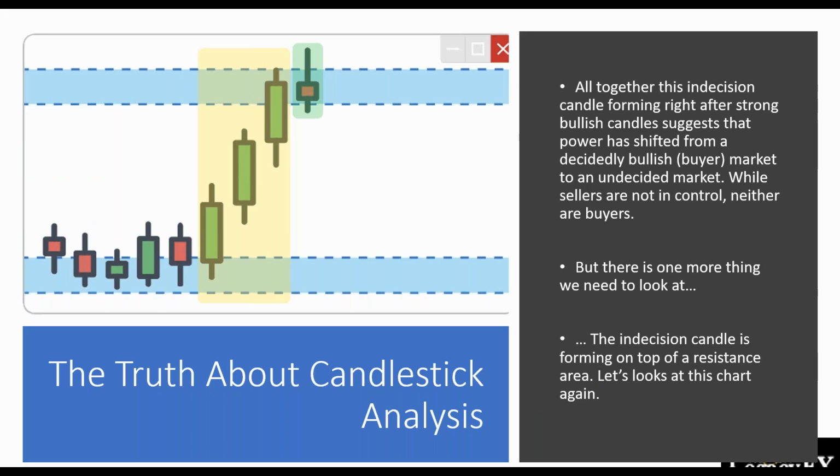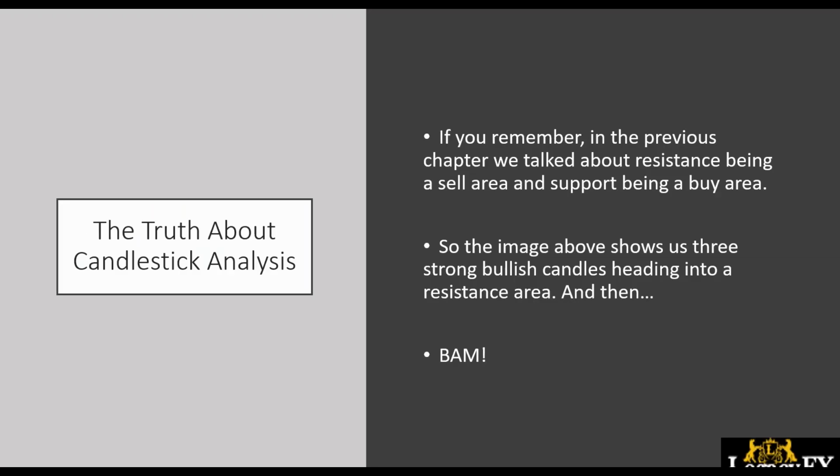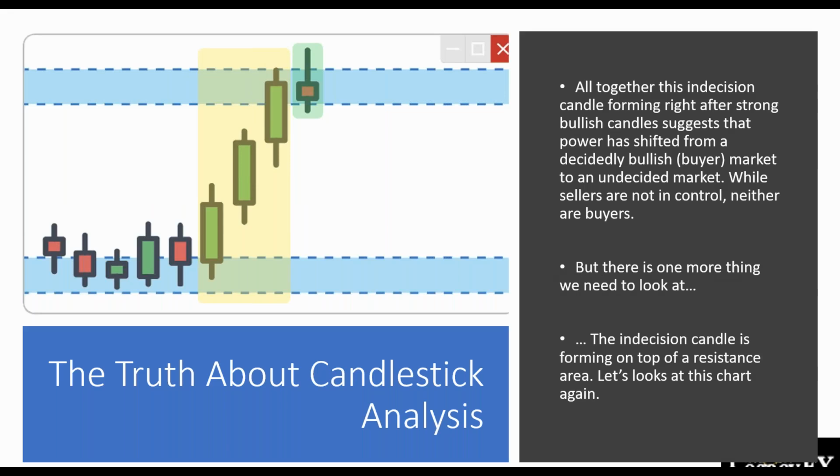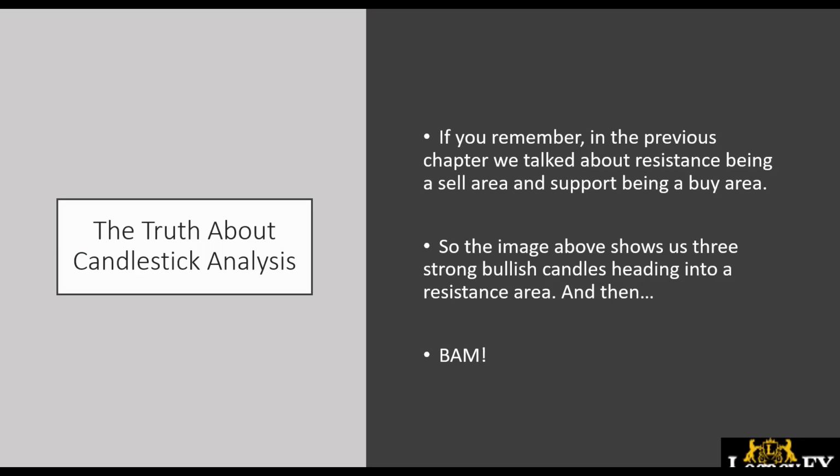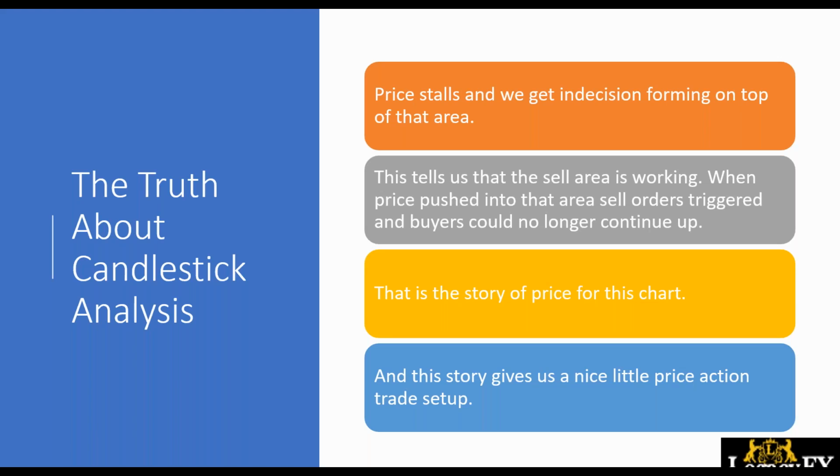So when we get the development of a push up or down, and we get the indecision candle on our support and resistance area. So the indecision candle is forming on top of a resistance area. So in this case, it's a resistance area. In our case, it was a support area. So if you remember, we talked about resistance being a sell area and support being a buy area. So price stalls, and we get indecision forming on that area. This tells us that the sell area is working. When the price pushed into that area, sell orders triggered and the buyers could no longer continue up.